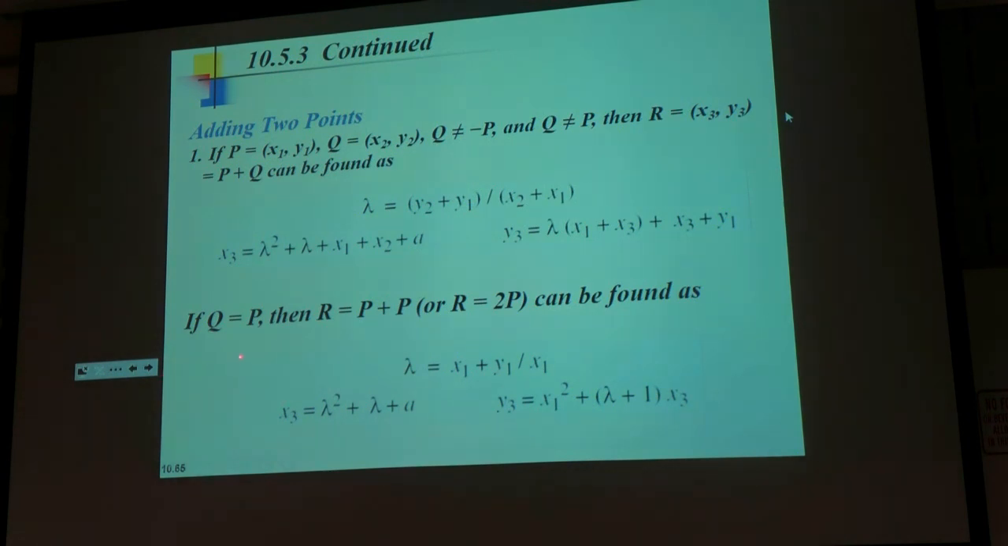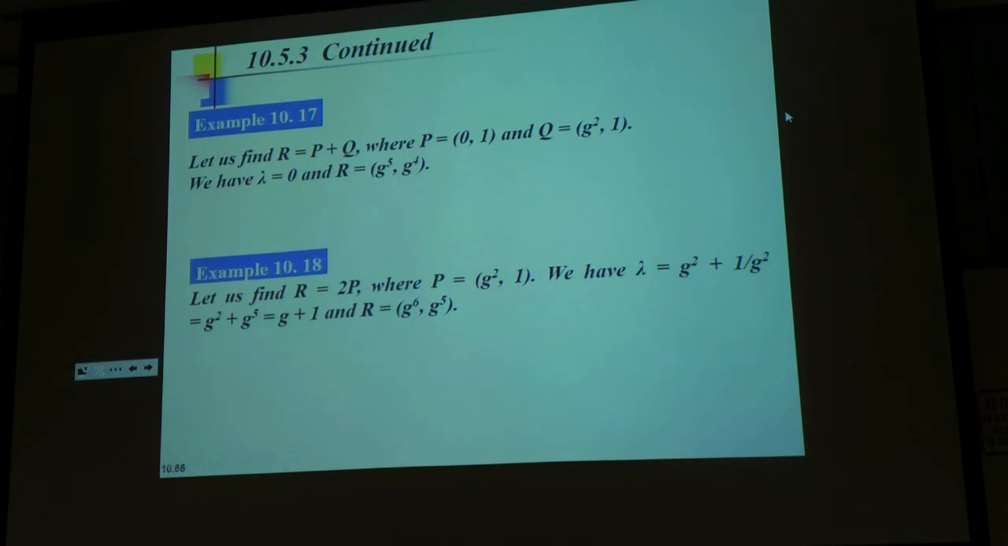And if Q does not equal minus P and Q does not equal P, you calculate it from these rules. That's how you calculate the slope, and that's how you calculate x, and that's how you calculate y3, right? Let's take an example.